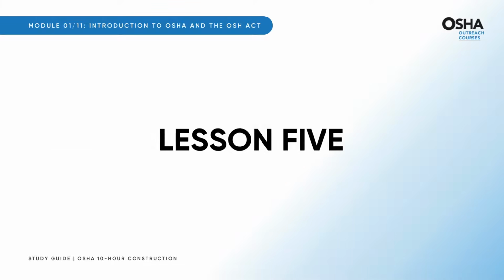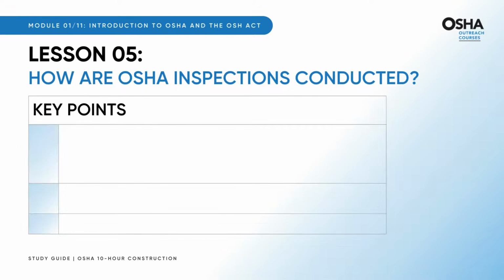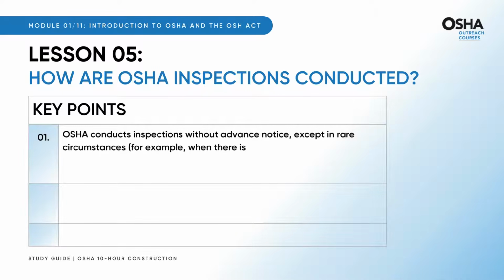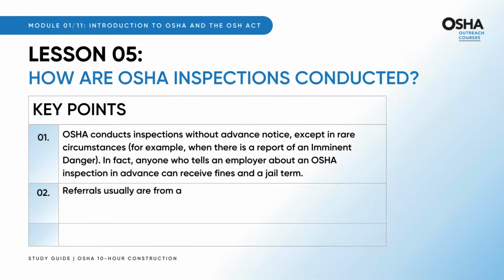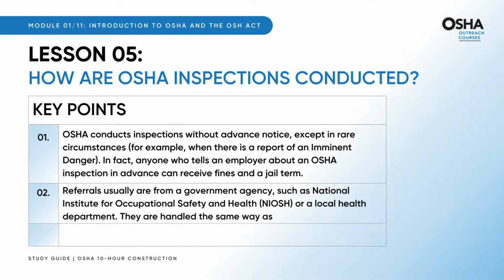Moving on to the fifth lesson, how are OSHA inspections conducted? Key points are: OSHA conducts inspections without advance notice, except in rare circumstances, for example, when there is a report of an imminent danger. Anyone who tells an employer about an OSHA inspection in advance can receive fines and a jail term. Referrals usually are from a government agency, such as the National Institute for Occupational Safety and Health or a local health department. They are handled the same way as complaints.